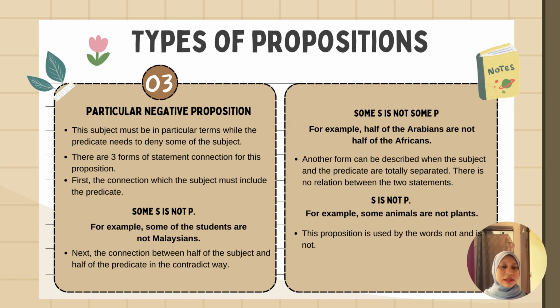For example, some animals are not plants. As we know, animals are animals and plants are plants. And this proposition uses the words not and is not because it must be in a negative condition.